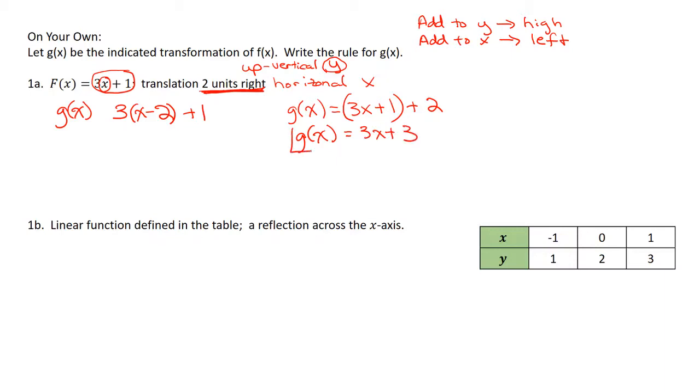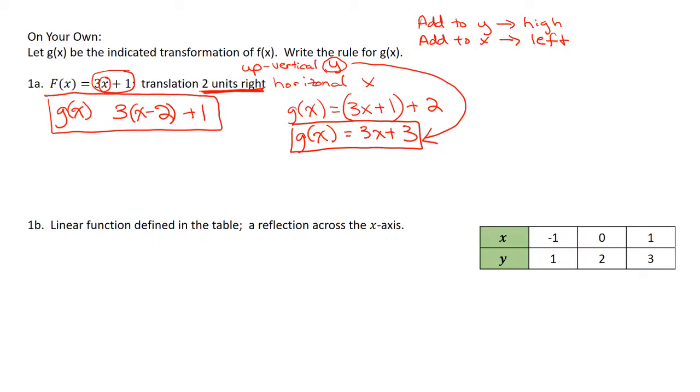3. So if our question had asked to do it vertically 2 units up, we would have to take the entire y, which is 3x plus 1, and add 2 to it. So this would be if it was this, and that's not in your book, but this is the answer that's in your book. But I wanted to show you both ways because I don't think your book's very clear on that. Okay, let's do the next one.